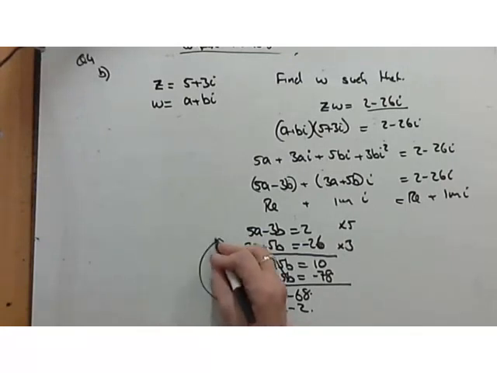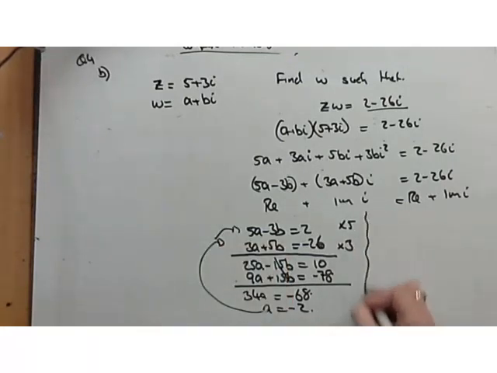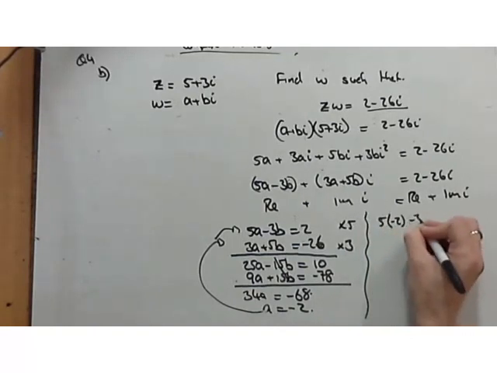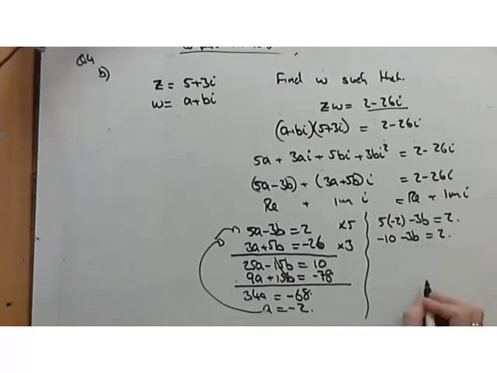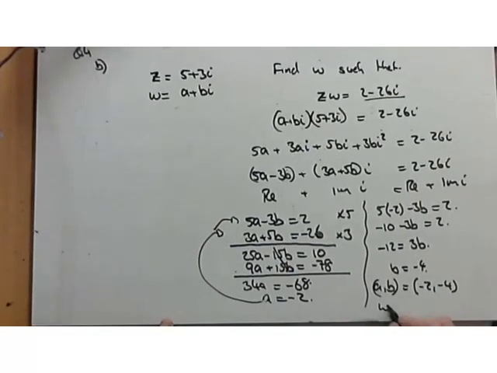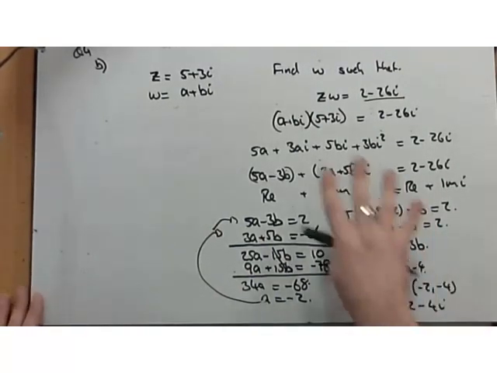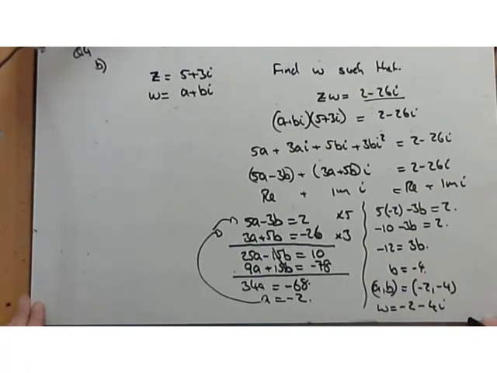And we sub that back into that one or that one, doesn't matter. So we'll sub it into the first one. 5 times a minus 3 times b is 2. That's minus 10 minus 3b is 2. That means that minus 12 is 3b, so b is minus 4. So my a, b is minus 2, minus 4, and my number w is minus 2 minus 4i. So we get the same answer either way. You could do the long division, or you could multiply it out and use simultaneous equations to get the answer. Either of those will work. No bother at all.